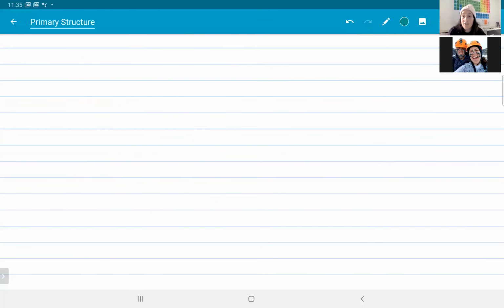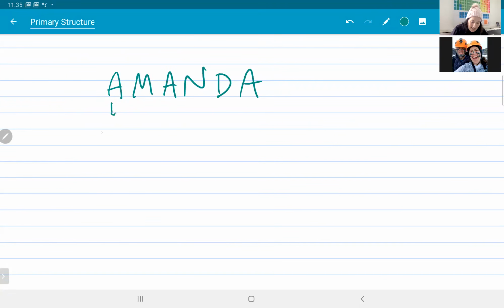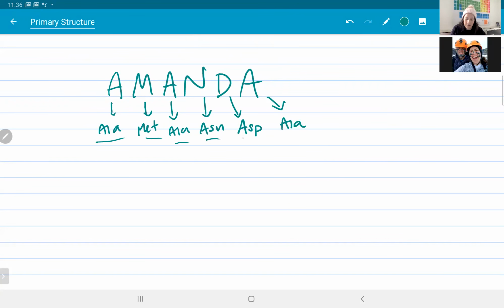And I encourage you to try this with your name too. So my first name, lucky enough, all of the letters are single letter codes for the amino acids. If you don't know it, my first name is Amanda. So A is ALA, M is methionine, A for ALA, N is asparagine, D is aspartic acid, and A is ALA. So let's make this 1, 2, 3, 4, 5, 6, this hexapeptide. This is going to be a hexapeptide.